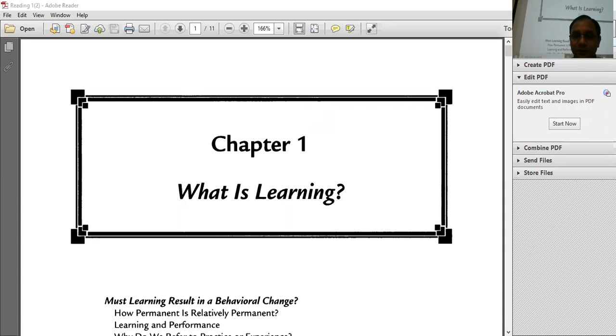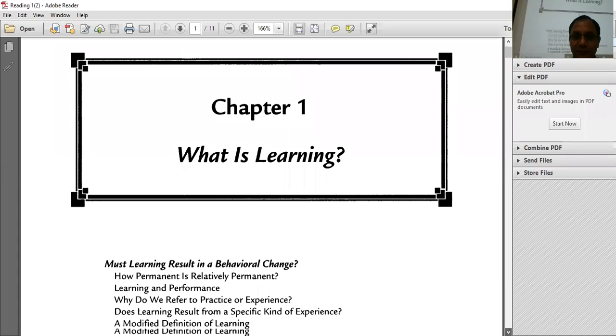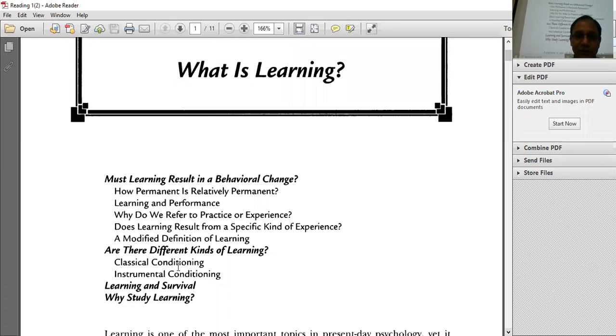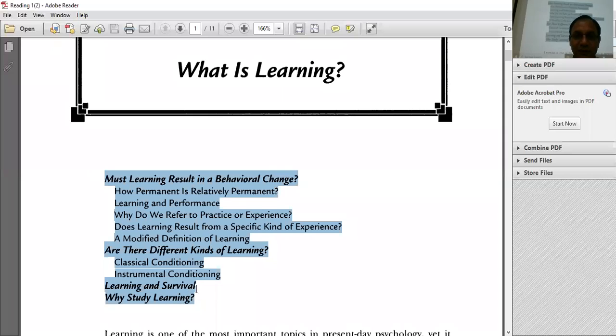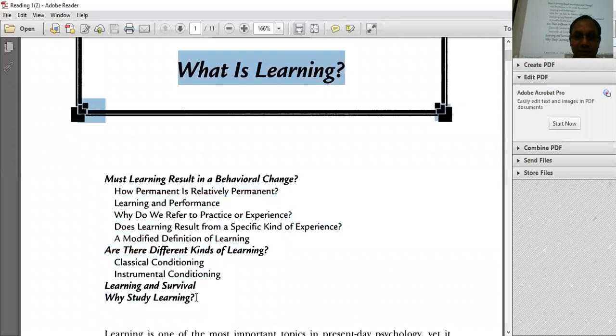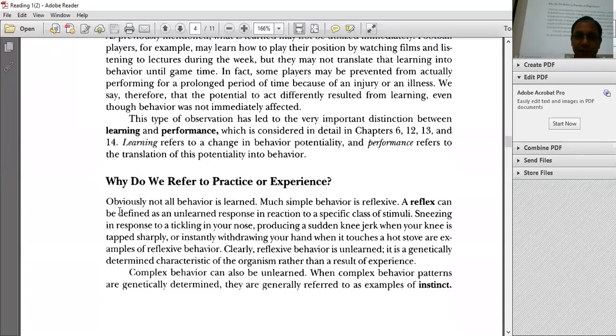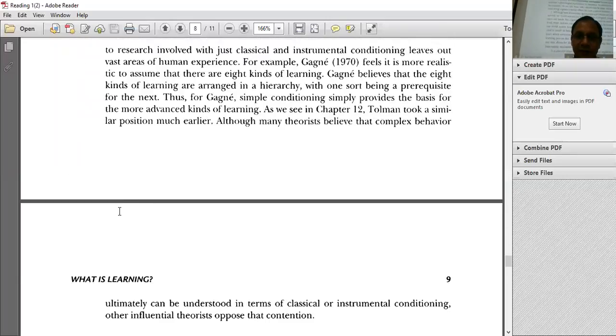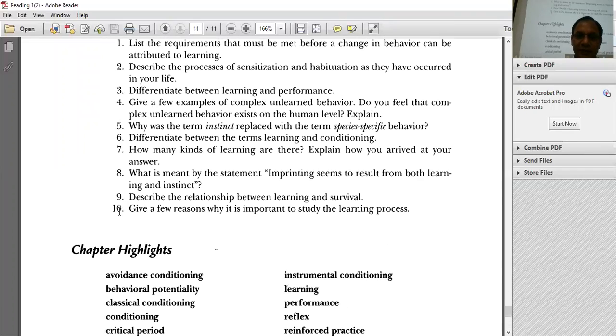So we are going to begin with understanding what learning is. The reading which is uploaded for the students on Moodle is Chapter 1, What is Learning? As you can see, these are the highlights of this chapter, and we will be looking at this one by one this week. This week is focused on understanding what learning is and different ideas and concepts related to learning. And as you scroll down, you will find a few questions given at the end of the chapter.